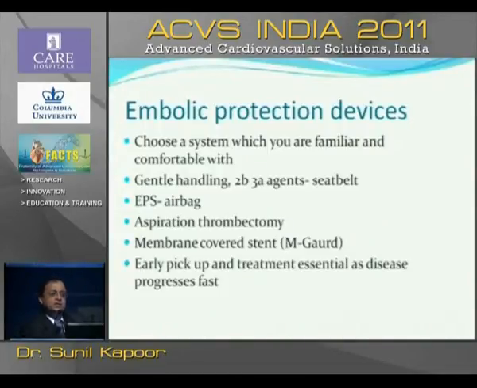Now the membrane covered stent or the MGuard is coming in, with good data. Some of these devices you may actually forget when you need not use the protection systems. You directly use an MGuard stent. This is a filter, a micro mesh which covers the stent. Just put the wire, go in with the stent which is low profile, inflate the stent, the whole debris is entrapped, and then you come out. So you don't need any of these systems to prevent distal embolization. That is fast coming into the market.